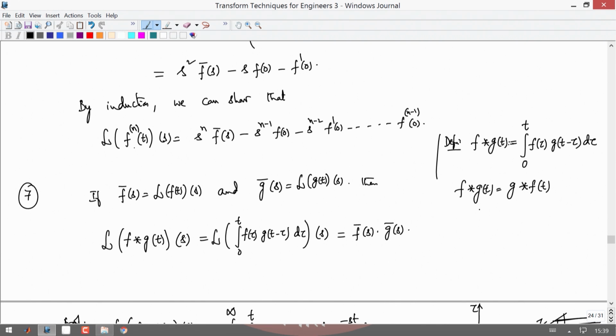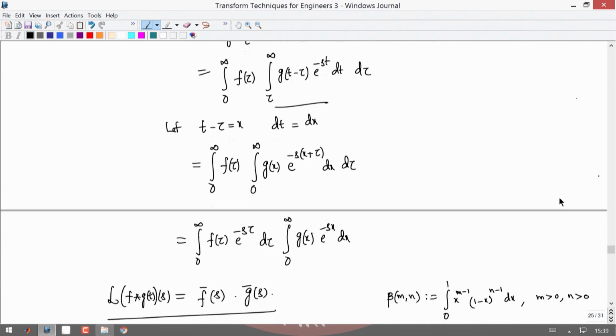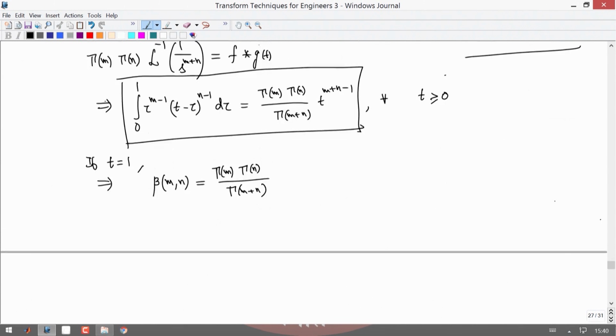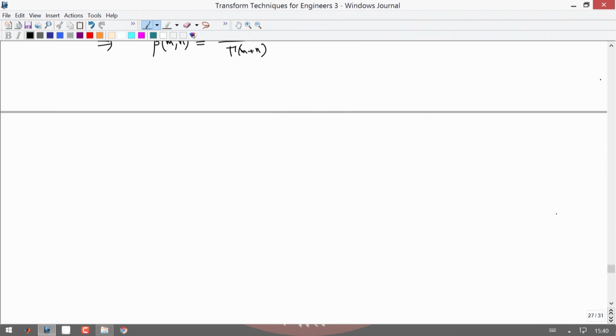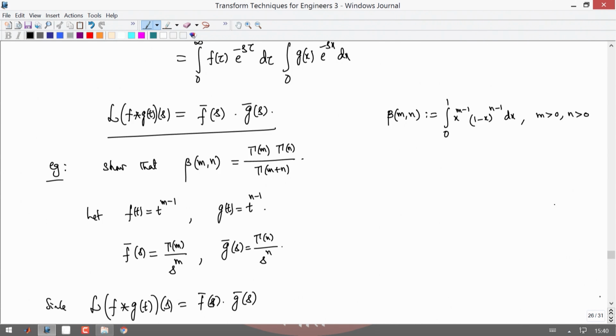Just by changing the variable, you can easily see that this is true. So, you have this property, then we move on to get some more properties of this Laplace transform, that is property number 8.